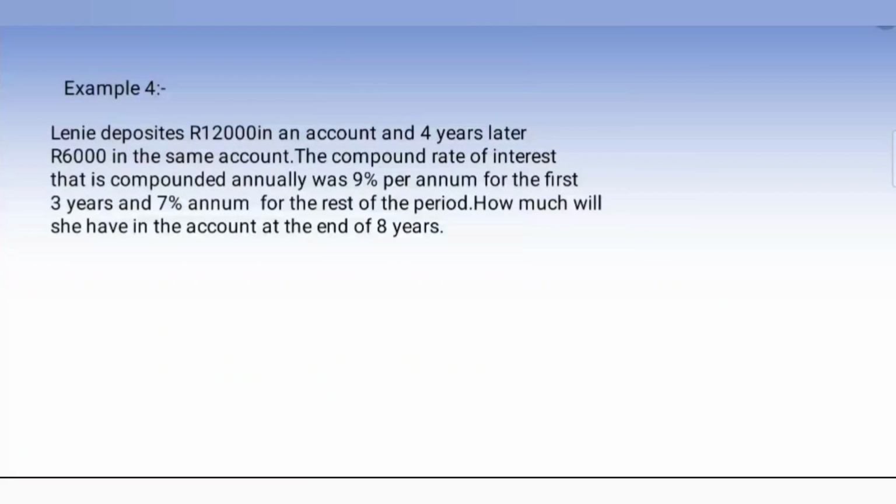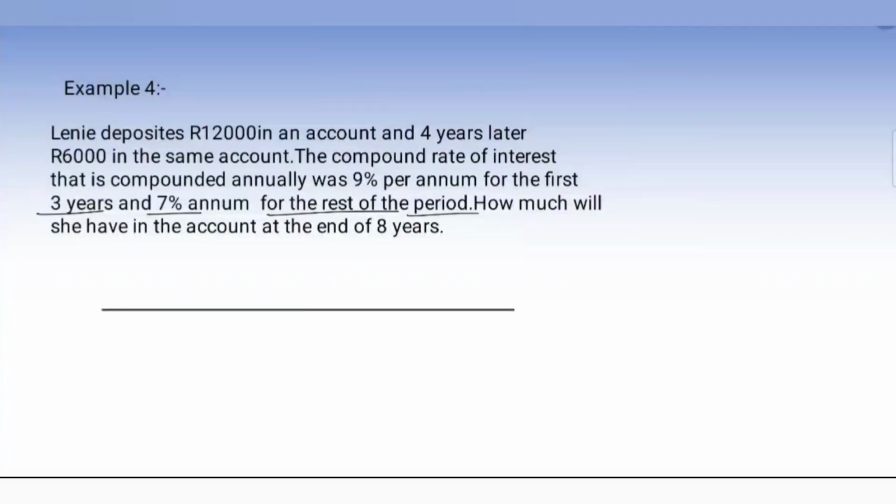Okay guys, so this is the last example that I'm going to do. Lenny deposits 12,000 rand in an account, and 4 years later 6,000 rand in the same account. Okay, so 2 deposits she made. Then what happened? Compounded annually at 9% per annum for the first 3 years. So the interest rate is also fluctuating. Then after that, 7% for the rest of the period. How much will she have in the account at the end of 8 years? So more than one deposit and the interest rate is also changing.